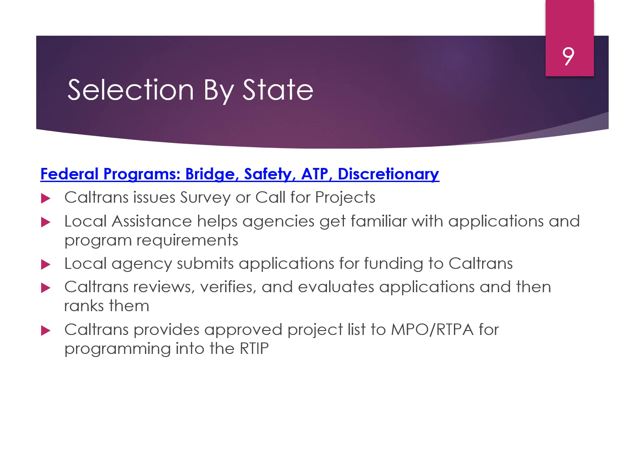So Caltrans will issue a survey or a call for projects. The local assistance helps agencies get familiar with the applications and the program requirements. The local agency will submit the application for funding to Caltrans. Caltrans will then review, verify, and evaluate the applications and rank them. Caltrans provides approved project lists to the MPO for programming into the RTIP.